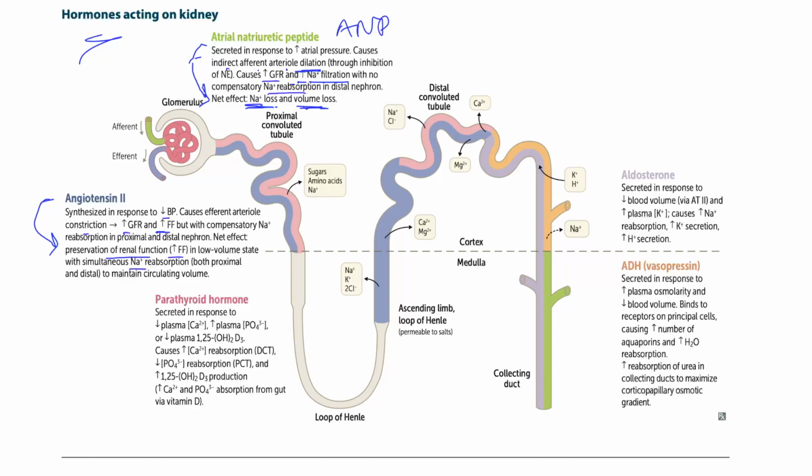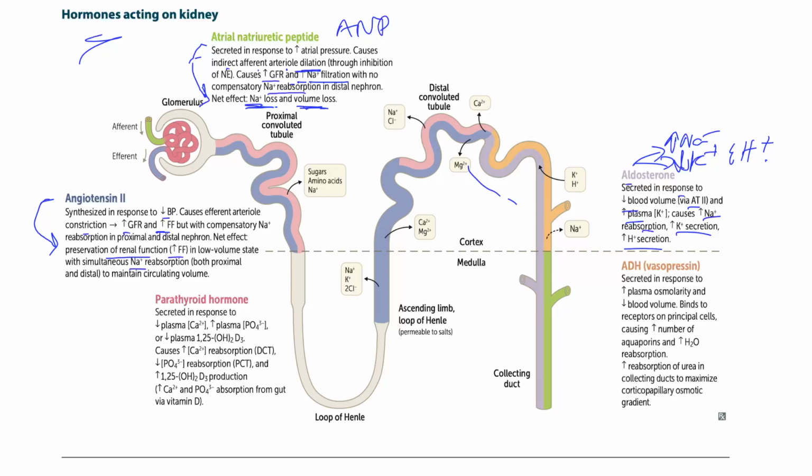Okay, let's talk about the aldosterone now. Aldosterone acts on this area. It is secreted in response to decreased blood volume via angiotensin 2, and increase in plasma potassium concentration. It causes increase in sodium reabsorption, increase in potassium secretion, increase in hydrogen secretion. So basically, net effect for aldosterone is you have increase in sodium in the blood and decrease in the potassium and hydrogen in blood.